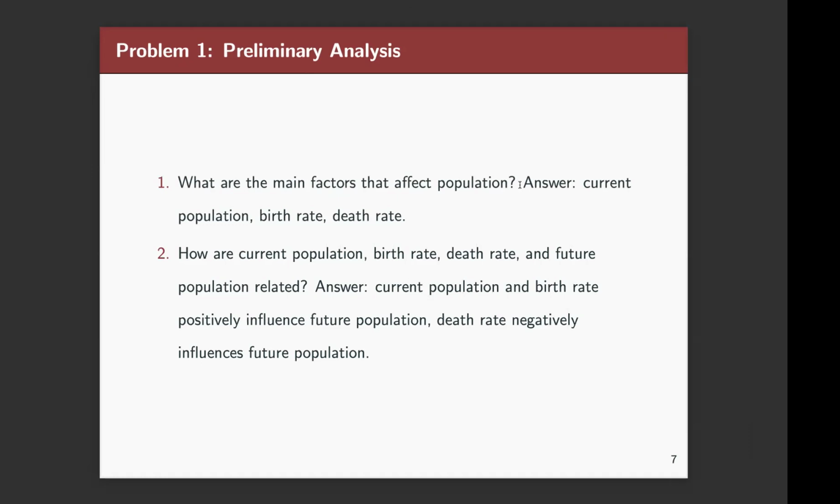And so how are these related? And I think the answer for this is sufficiently obvious. I think you should all be able to guess this without thinking about it too much. Basically, the current population is going to positively influence the future population, and the same goes for birth rate. And on the other hand, of course, if you have many deaths and a high death rate, the future population is going to be influenced negatively. So that's a very obvious correlation here, and it's a qualitative correlation that we can see before even constructing any model.